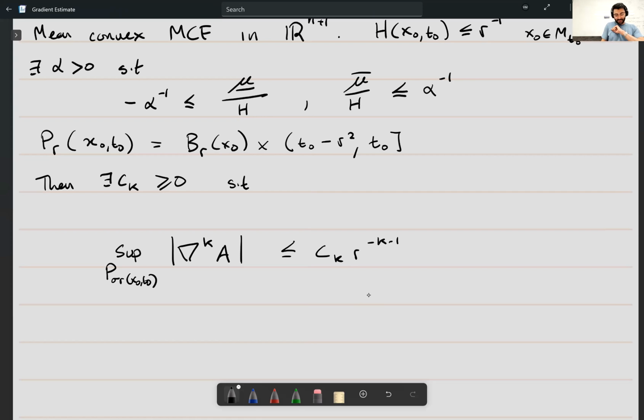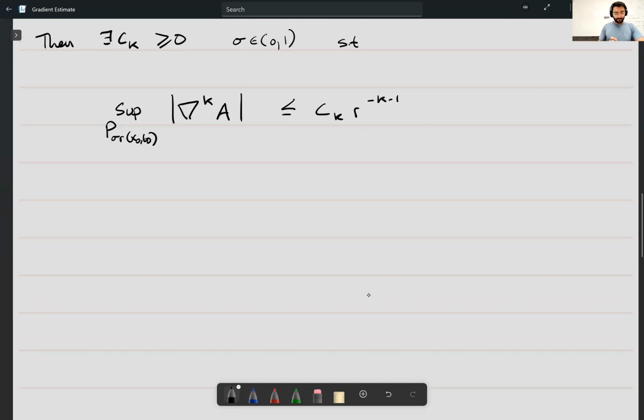So there exists Ck greater than 0 and sigma in (0, 1). Although I don't see where in the proof this actually implies that sigma has to be less than 1. It seems to me that sigma is actually equal to 1. But there must be some reason why sigma pops up. Okay. So let's assume k equals 0.